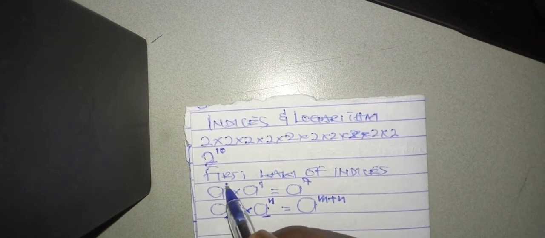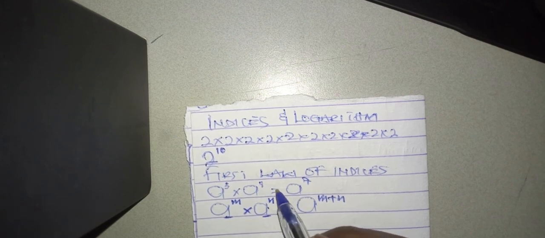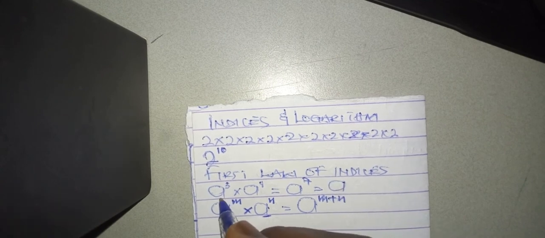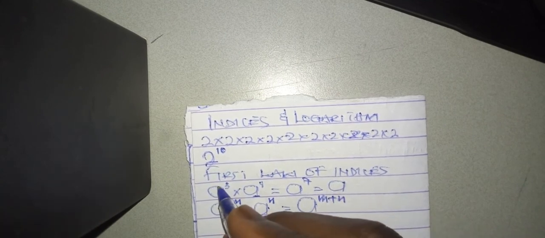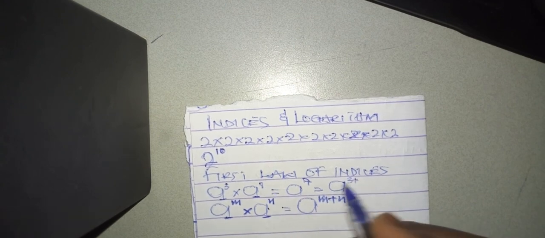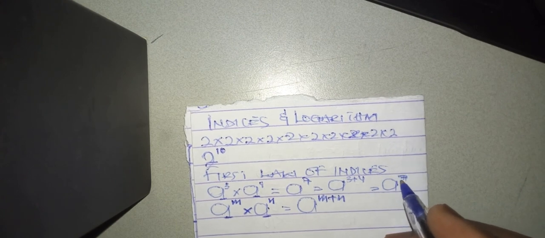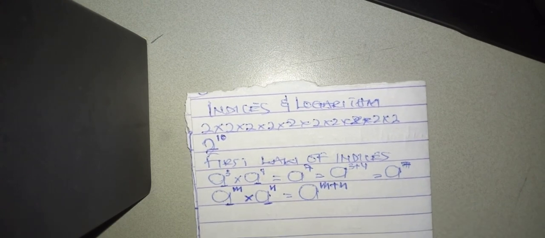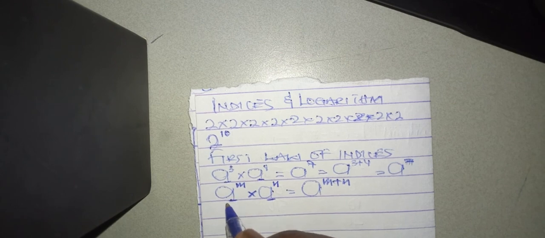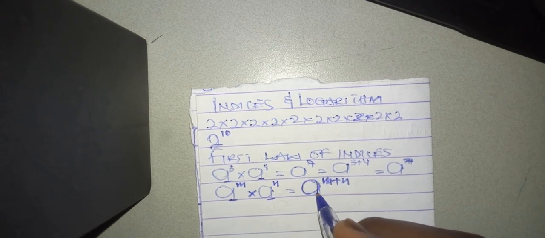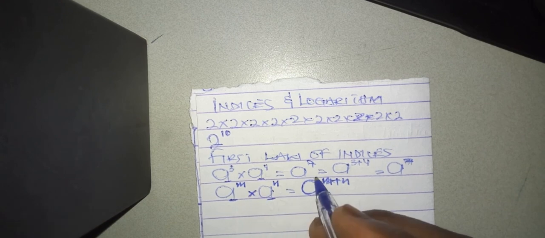And so it stands to reason that a to the power 3 times a to the power 4 will give us a to the power 7, where we will write the base since they are the same. Then we'll say 3 plus 4, and this will give us the a to the power 7. And so in indices, once you have two numbers multiplying which are the same, we will write one of those since they are the same, and we'll add the powers.